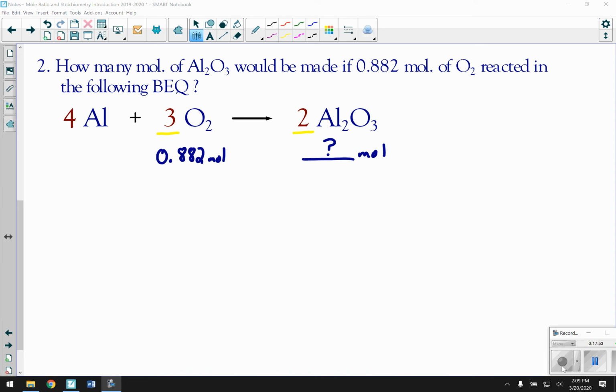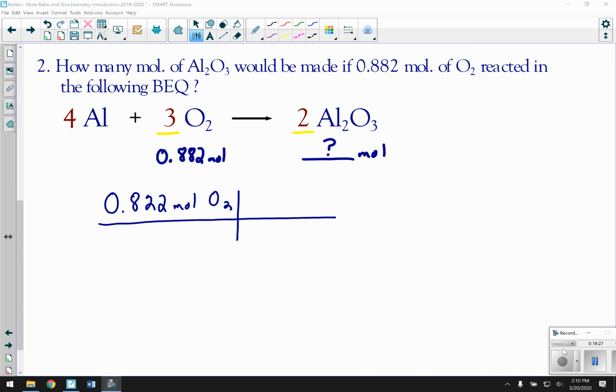Okay, let's do one more problem to wrap this up. How many moles of aluminum oxide would be made, in this new reaction, a brand new balanced equation, if I started out with 0.882 moles of oxygen? There's my modeling for you of the way I set up that first problem. I know I have 0.822 moles of oxygen, and I want to know how many moles of aluminum oxide would be made, that's why I put the question mark there.